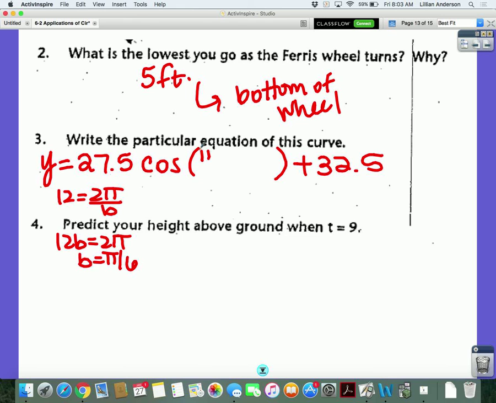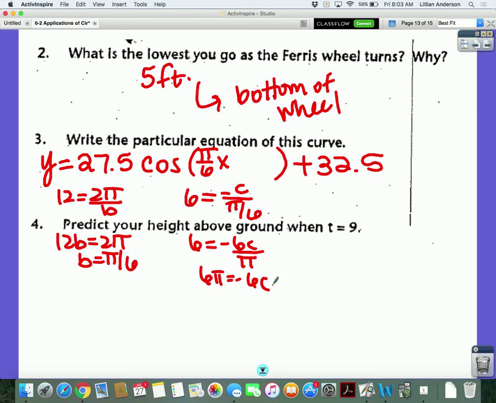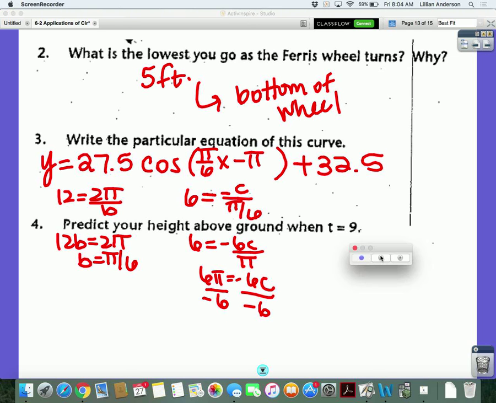So we'll plug that in. And since our phase shift is 6, we're going to set that equal to negative c over b. b is pi over 6. So with a little bit of algebra manipulation, we'll find out that our c is negative pi. So there is your particular equation for this curve right here. Got a lot of work going on.